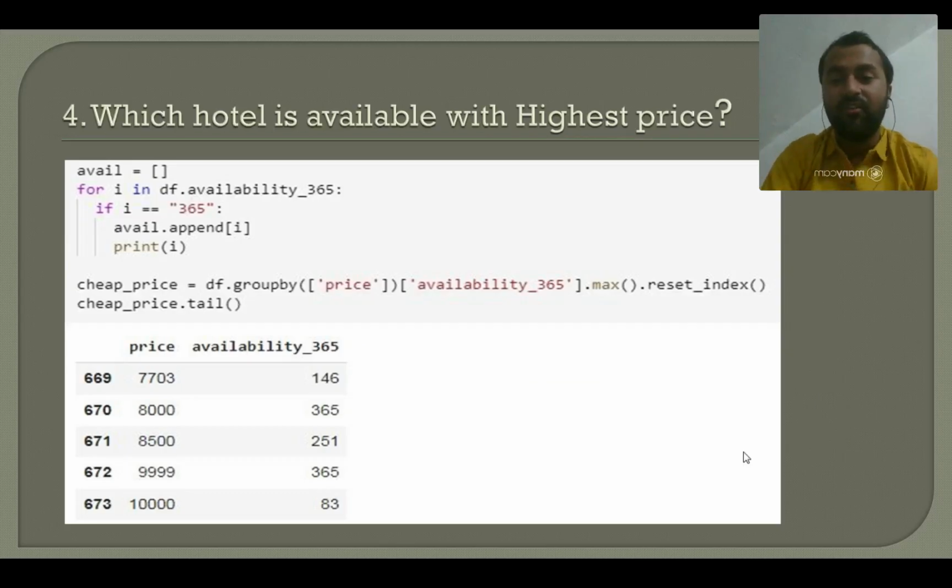Moving to the next objective: which hotel is available with the highest price? Although we know that many places were there, what was the highest price and what was its availability around the year? What was the availability of that hotel or place? I coded a for loop there, and again grouped by price and availability 365. What I got to know is that the maximum price of a place is 10,000, and its availability is 83 out of 365.